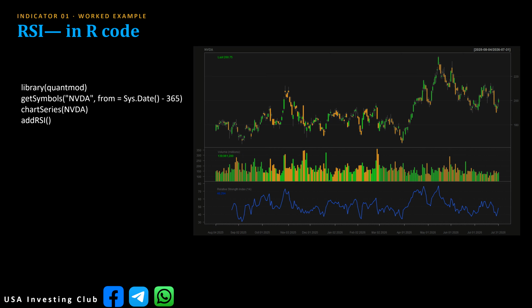For those of you comfortable with R, here's the fastest way to reproduce everything we just calculated by hand, using the quantmod package. You load the library, pull a symbol like NVIDIA over the trailing year with getSymbols, plot the chart with chartSeries, and layer RSI on top with a single call to addRSI. Four lines of code recreate the entire 14-period RSI calculation we just walked through manually. The point of doing it by hand first is that now you actually understand what that one function call is computing under the hood, rather than treating it as a black box.